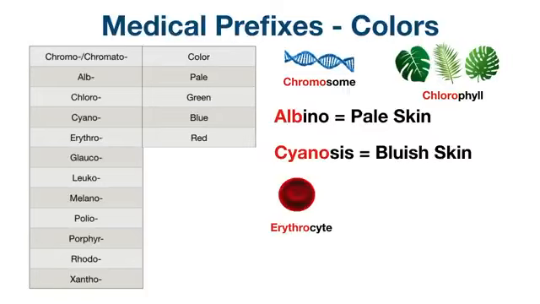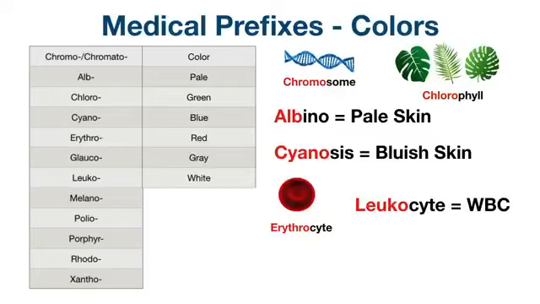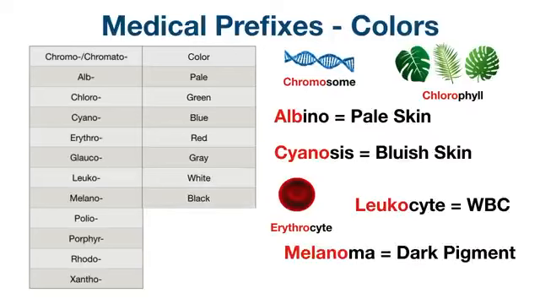Next, we have erythro, which means red. You may have heard of erythrocytes, which are red blood cells. Glauco refers to opaque or gray. Next is leuco, which means white. Similar to erythrocytes, which are the red blood cells, leukocytes are the white blood cells. Melano means black. You can think of melanoma, which is a cancer of the melanocytes, and the melanocytes are what produce melanin and the dark pigmentation of the skin.